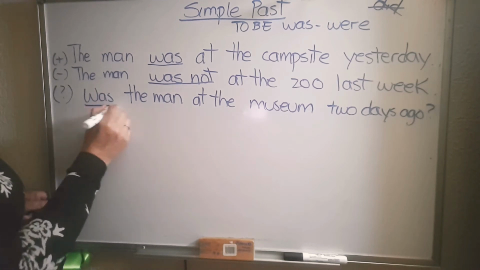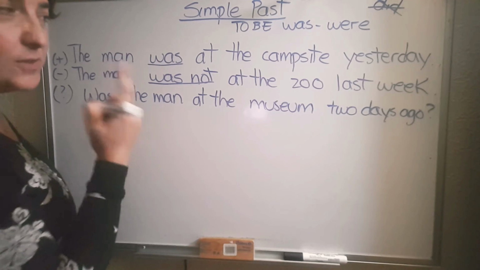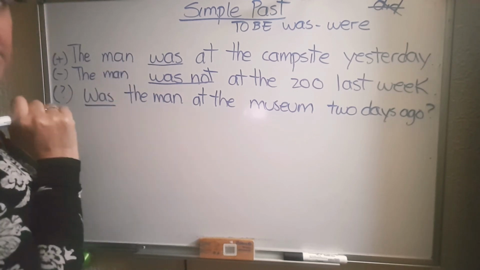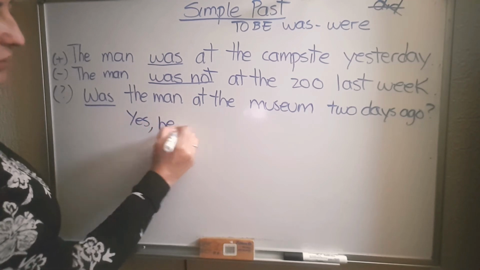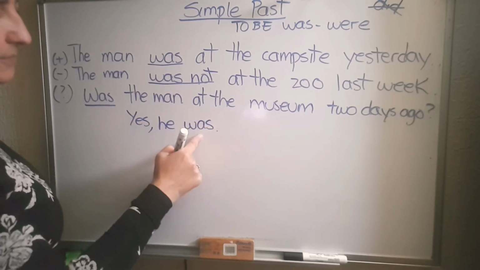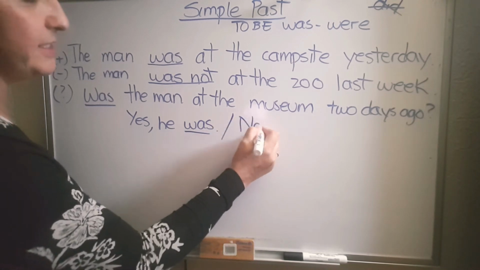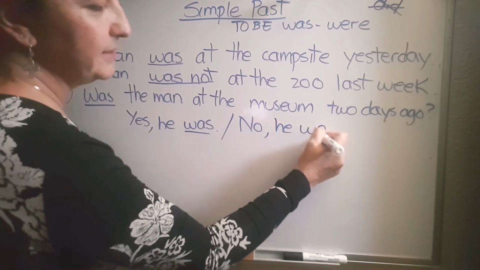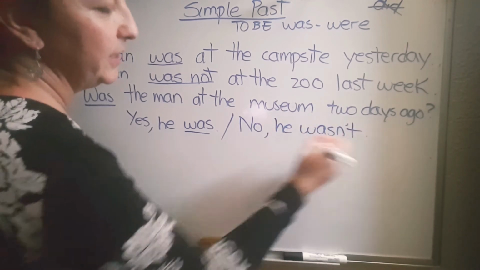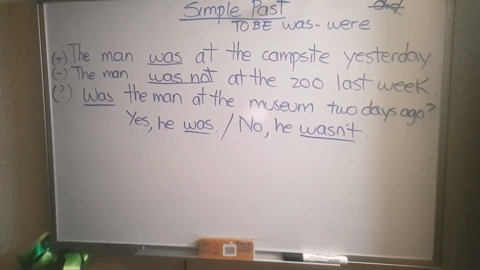So we have was, the man. Man is singular. So what is the pronoun we use for the man? Yes, he, for the short answer, was. Yes, he was. Or negative, no, singular, he wasn't. Negative, no, he wasn't. Yeah.